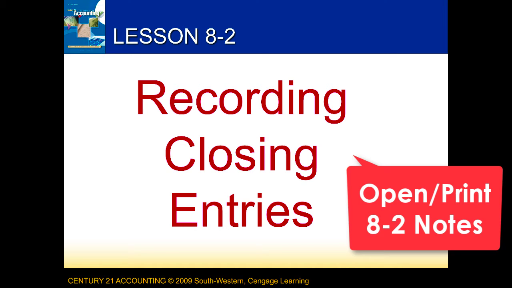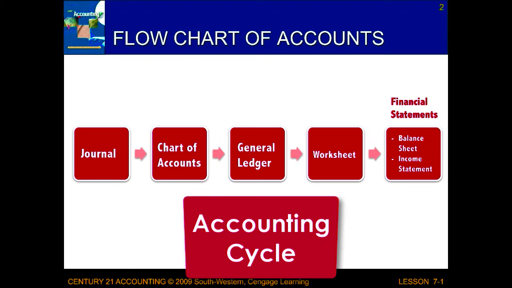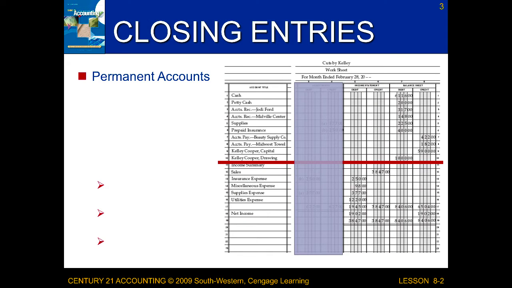Make sure you've printed or opened your notes and are following along with them. At this point, we've got our completed flowchart of accounts because we've done everything in our accounting cycle. So the very final thing we're going to be doing is what's called closing entries. And we're closing out whatever month we're at. We're closing or finishing out our accounting cycle.